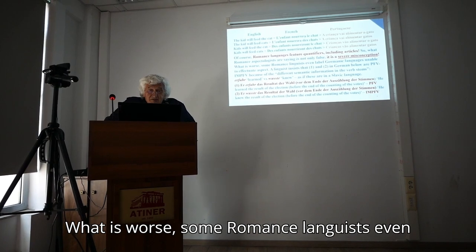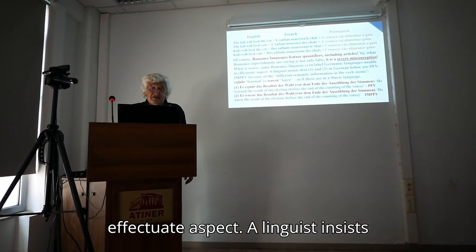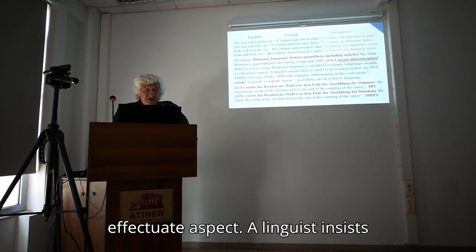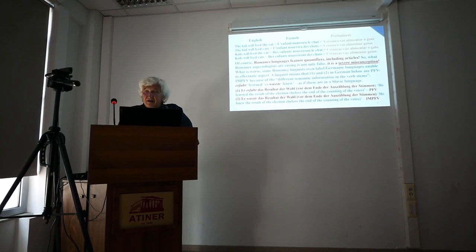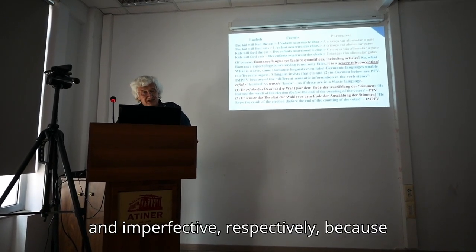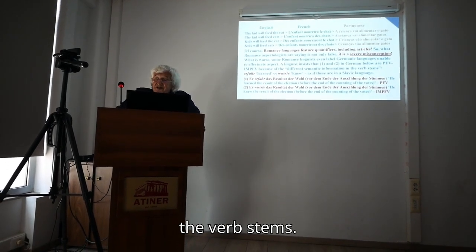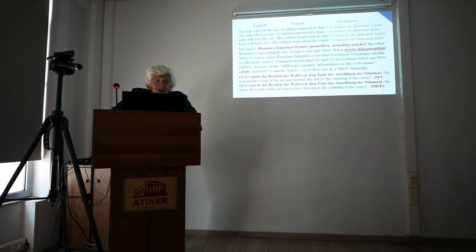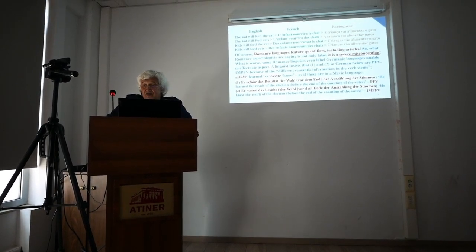What is worse, some Romance linguists even label Germanic languages unable to effectuate aspect. A linguist insists that sentences 1 and 2 below in German are perfective and imperfective, respectively, because of the different semantic information in the verb stems: erfuhr, learned, versus wusste, knew, as if these were in a Slavic language.